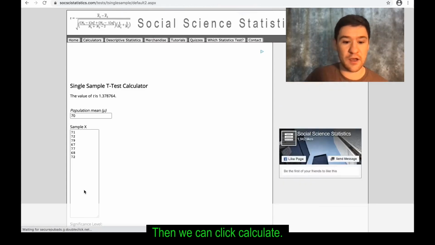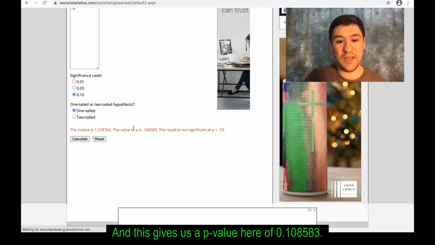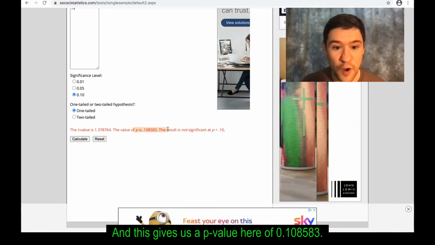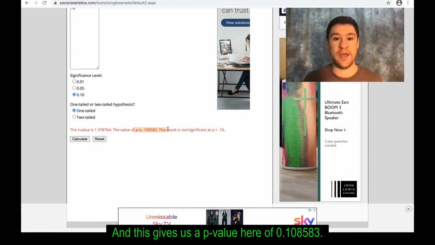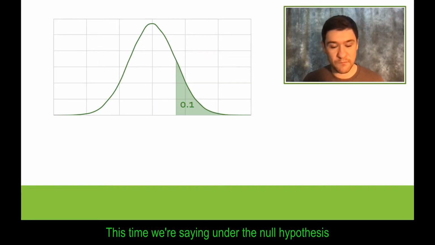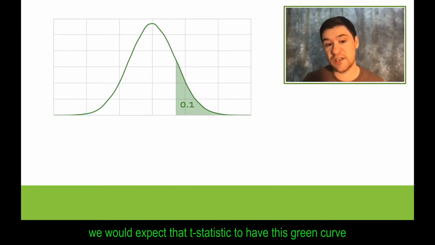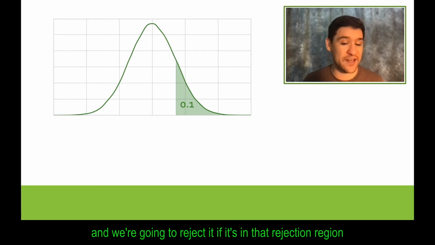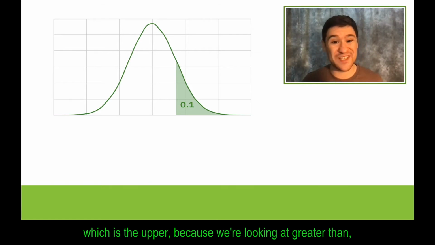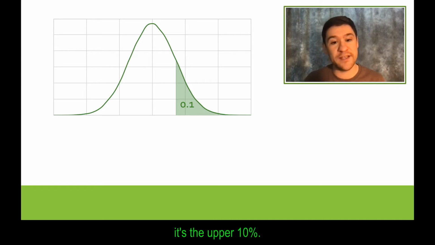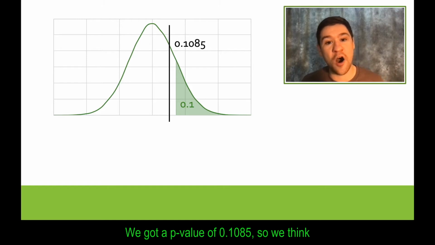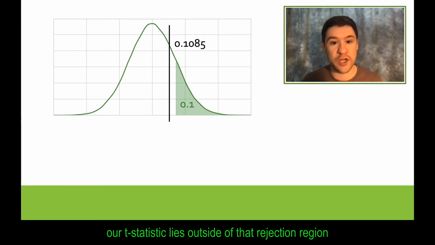calculate, and this gives us a p-value here of 0.108583. This time we are saying under the null hypothesis we would expect that t-statistic to have this green curve, and we're going to reject it if it's in that rejection region, which is the upper, because we're looking at greater than, it's the upper 10%. We got a p-value of 0.1085, so we think our t-statistic lies outside of that rejection region.